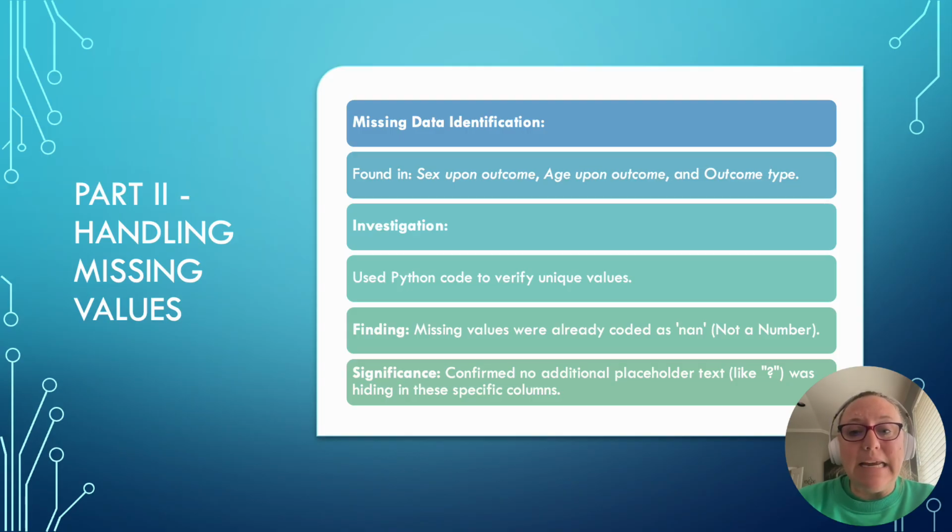Once our headers were assigned, we acted as detectives to find missing data. I identified gaps in 3 key variables: sex upon outcome, age upon outcome, and outcome type. We ran a unique value check and confirmed that the missing entries were already coded as NaN by the system, meaning that we didn't have to replace obscure placeholders like question marks or zeros at this specific stage of our analysis.